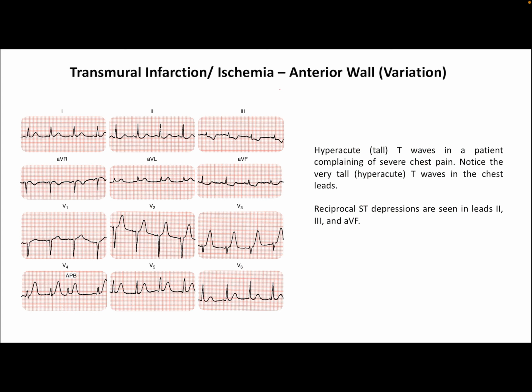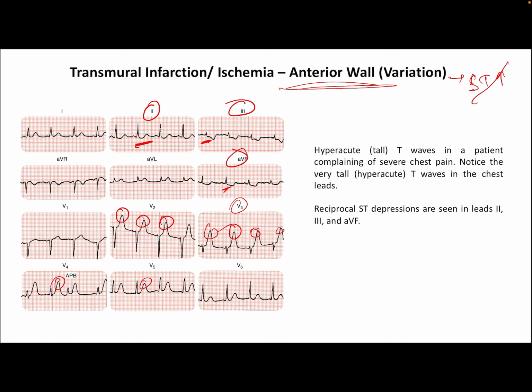You might not see the ST segment elevation. You might only see it in the anterior wall. You might see only tall T waves in the precordial leads. Okay, you can see there are no ST segment changes, but there are tall T waves. But there will be subsequent reciprocal ST segment depressions in the foot leads II, III, and aVF. As you can see, there are ST segment depressions in II, III, and aVF. So in this variation, ST elevation you might not see, but you can see tall T waves, and reciprocal ST depressions will be seen.